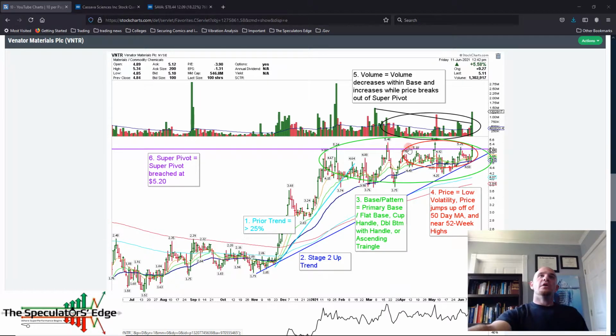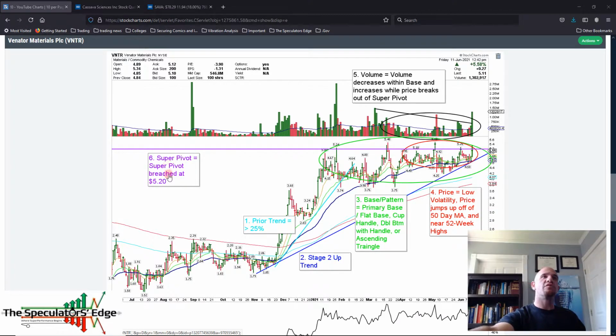Okay. Next thing, volume decreases within the base. We have tons of volume dry up right here, and you can see how price reacts, because volume is the fuel that moves the price. And as you see volume slack off, of course price should be correlating with that, and that's a good sign as well. We do have, like I said, volume dry up again in multiple areas.